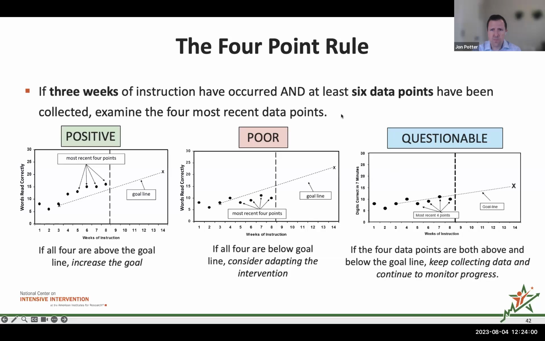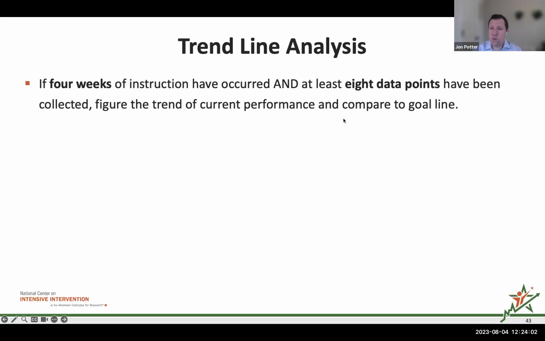Okay. So that's the 4-point rule. So it's easy to do. We just look at the last 4 points and see, are they above, below, or above and below. Trendline analysis is a little bit different, and some progress monitoring measures calculate a trend line for you, some don't. Calculating a trend line on your own can be challenging and time consuming, so I wouldn't necessarily recommend calculating those on your own for all of your students.